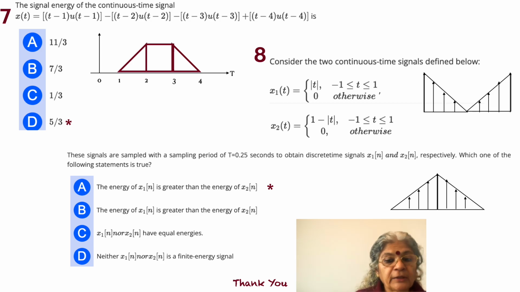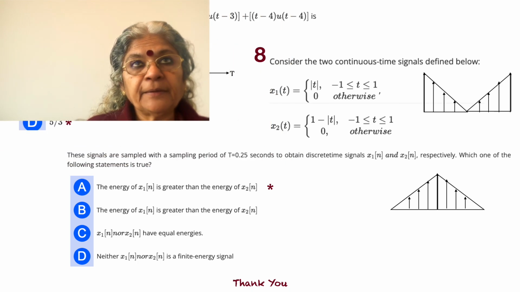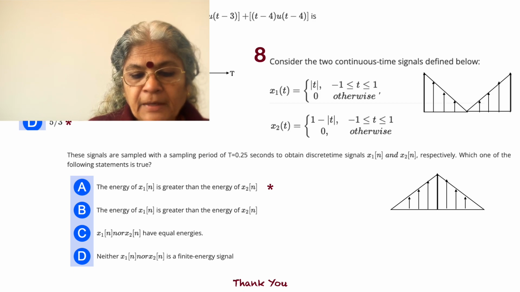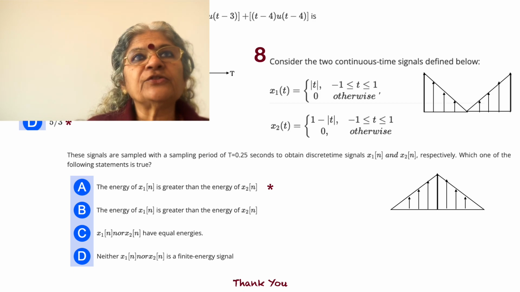At t equal to 0, you get nothing, but for x1(t), you see that you have 4 samples: at t equal to 0.25, 0.5, 0.75, and 1, on either side, both for positive t as also for negative t. Similarly for x2(t), you have 1 in the center, then 0.75 on either side for the amplitudes, and then again 0.5 and 0.25 and 0 at either end.